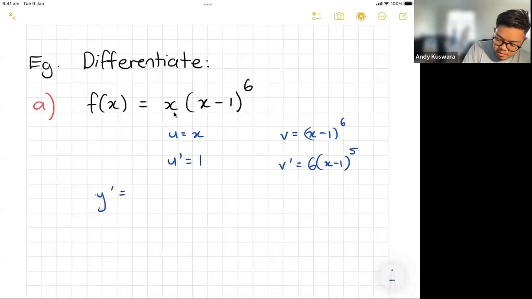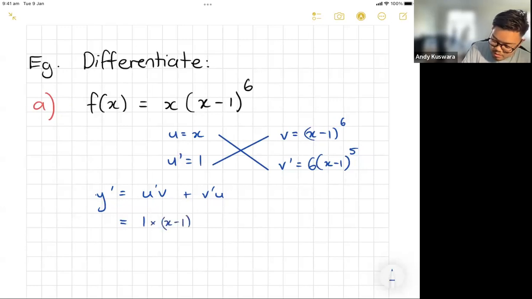Now, remembering that y dash equals u dash v plus v dash u. What I like about this is if you set it up like this every single time, you have u dash, v dash, it's always going to be that times that, and then that times that. Let me explain. It's going to be 1 times (x minus 1) to the 6, because that is u dash times v. And then I'm going to add the other one. So it's going to be x times 6, my bad, 6 bracket x minus 1 to the 5. Pause that there if you need to and see where everything came from.